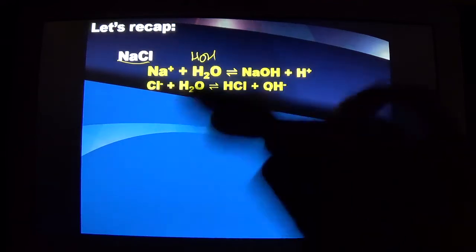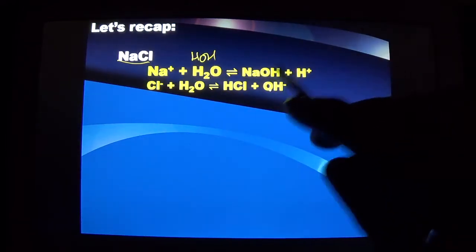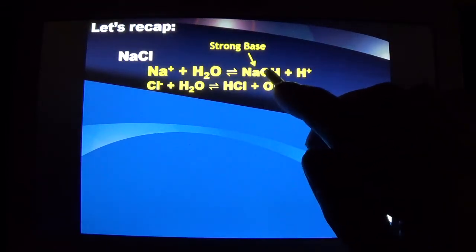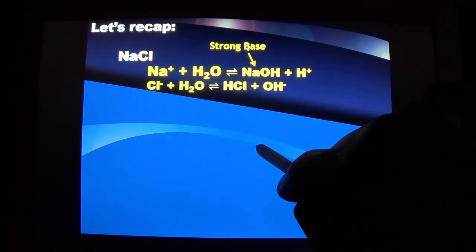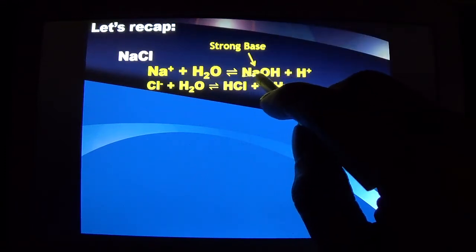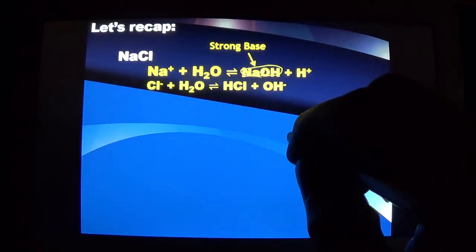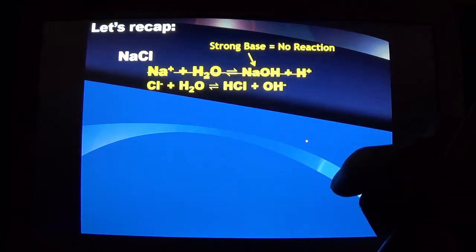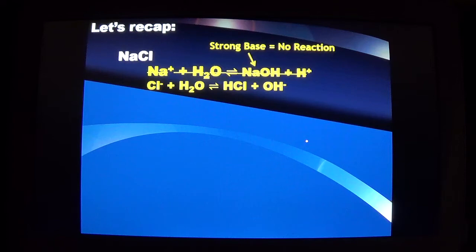Now I take each of these cases individually. Let's look at the first equation alone. I know sodium hydroxide is a strong base. What would a strong base by definition do when placed in water? Please tell me ionize. So am I going to actually form this compound NaOH? No, it is not going to form. So it's no reaction. That whole line I'm just crossing out. That's not a possibility anymore.